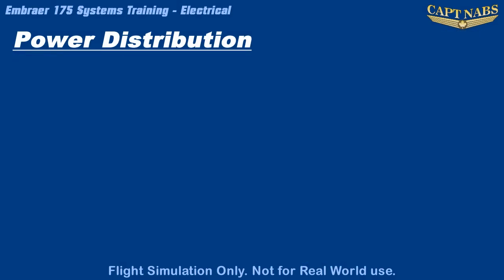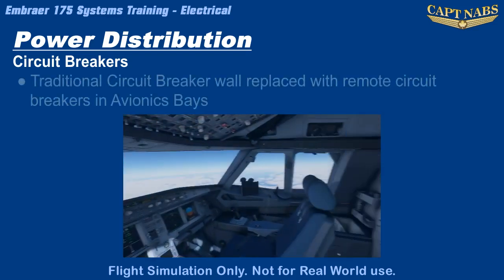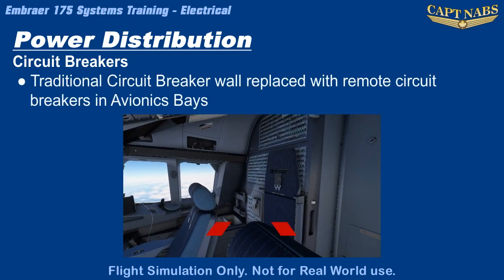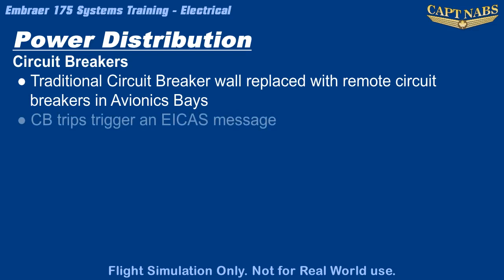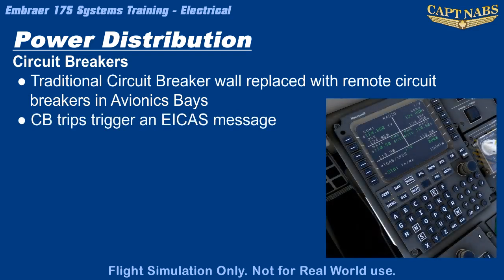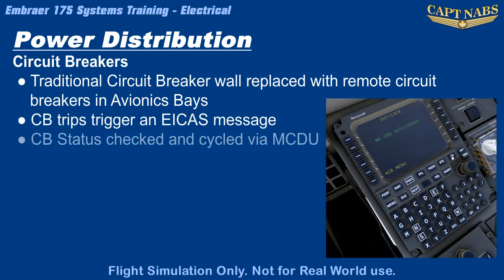The biggest advantage of the SPDA architecture is the solid-state power controller, better known as an electronic circuit breaker. Instead of a large panel of manual thermal circuit breakers in the flight deck, most systems on the Embraer are controlled by electronic circuit breakers in the avionics bay. These circuit breakers will trigger a message on ICAS when tripped and can be reset via the MCDU. The breakers can also be manually tripped or reset when requested by a checklist or by maintenance through the MCDU.